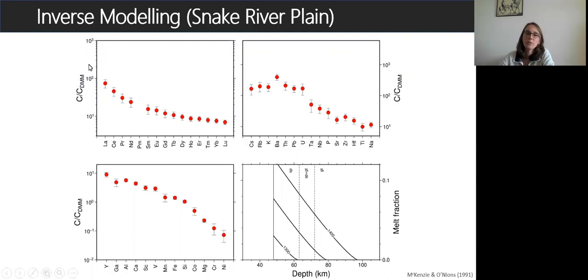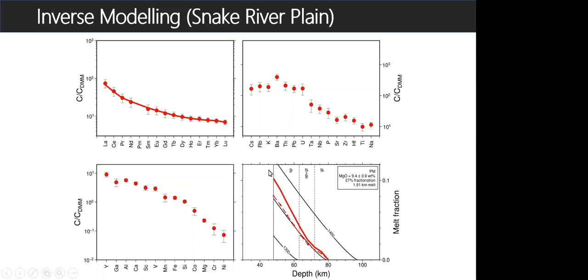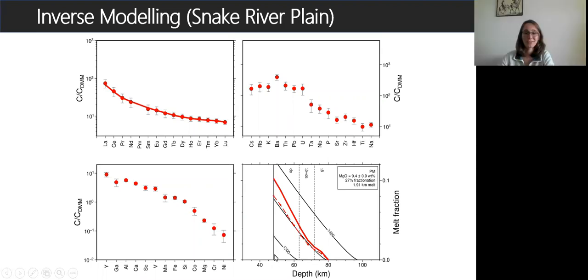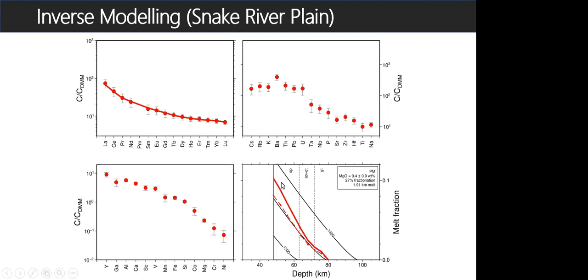So if we fit these sample compositions for the Snake River Plain, this line is the model fit, and you can see we're fitting the rare earth elements very well. I'm predicting this sort of melting curve, which starts melting around 80 kilometers depth, stops around 50, and the path it takes is equivalent to a potential temperature of 1350 degrees.